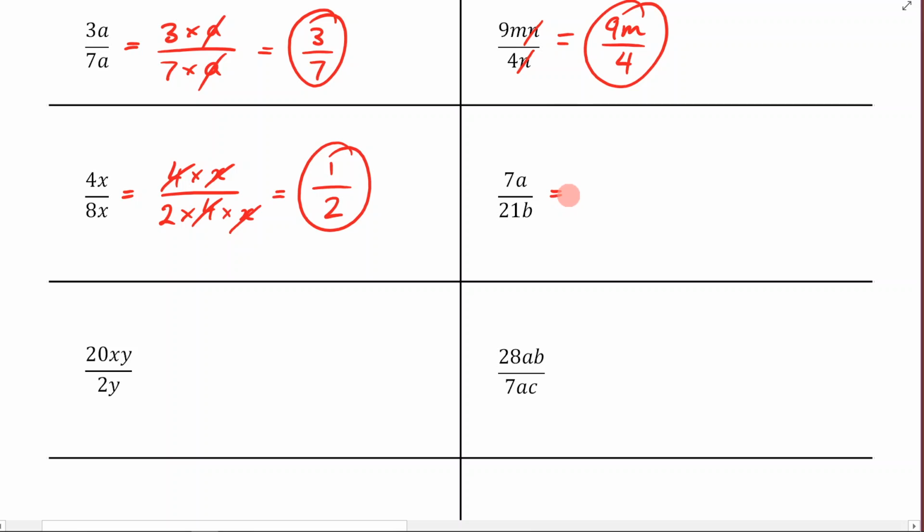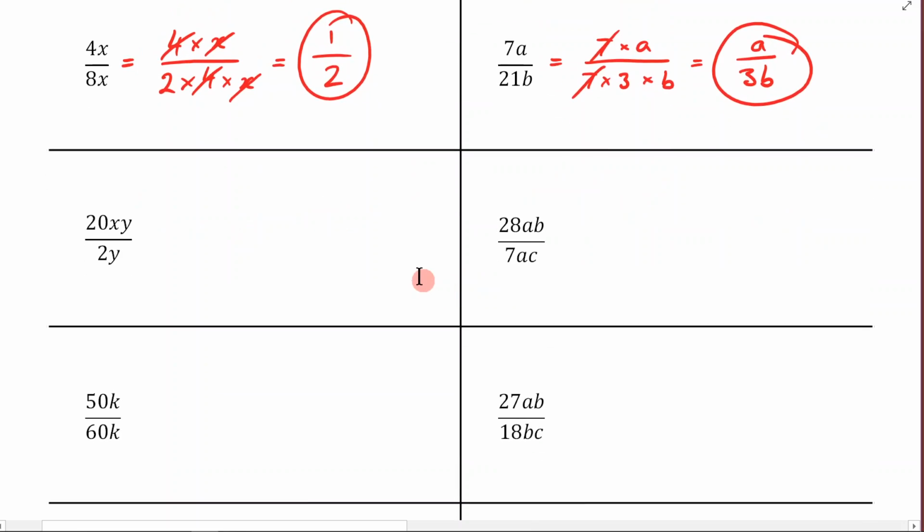Let's come here now. Here I have 7 times a over, now this is 21. 21 can be broken down into 7 times 3 times, and I've got this b as well. So that means this 7 will go away with this 7. I can't cancel out the pronumerals because they're different, which means I'm going to be left with a over 3b, and that's going to be my answer.